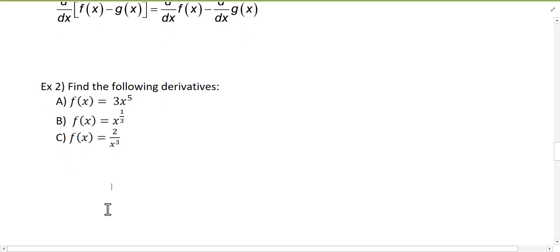So these look like I can just use the general power rule. So for f of x equal to 3x to the 5th, f prime of x is 3 times 5x to the 4th, right? The constant just kind of tags along, which will then be 15x to the 4th.